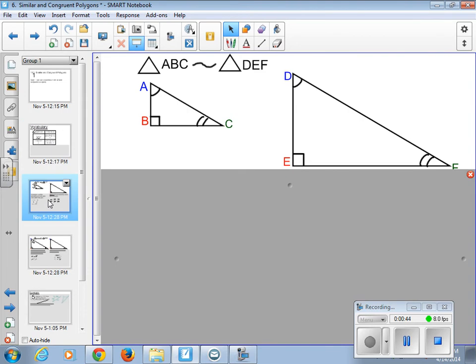We will start by looking at two triangles. We have triangle ABC and triangle DEF. We say that triangle ABC is similar to triangle DEF. We name our triangles by the vertices.